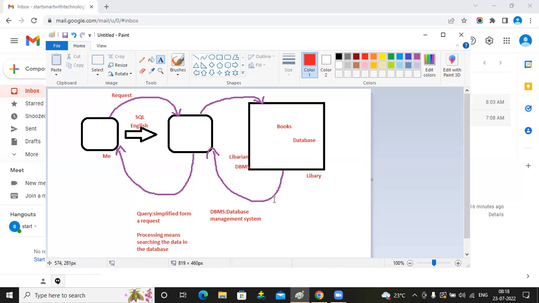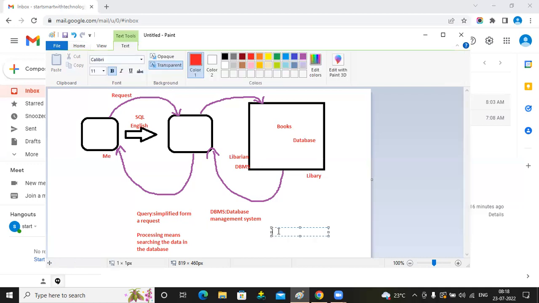Earlier, SQL was called sequential English query language. Later it was changed to structured query language. To communicate with the database, the DBMS would be there, that's fine, and we use the SQL language, structured query language.